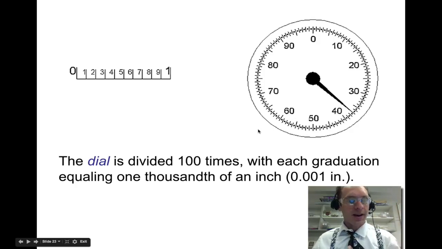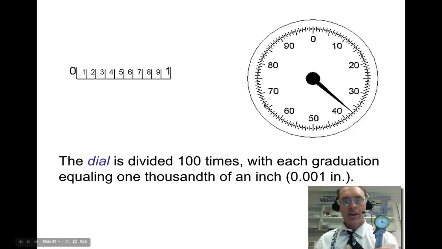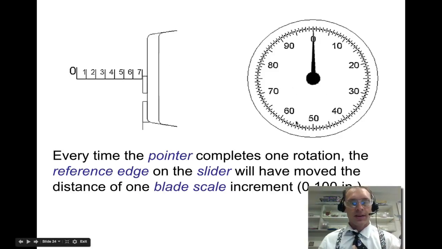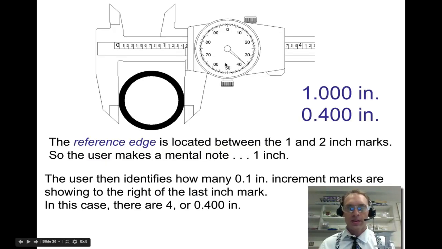The dial is divided 100 times in this case. Now, in our dial, though, it's actually in hundredths of an inch, not thousandths of an inch. So this is a lot more precise dial. We're going to move through the slide so I can show you how to use this one, and then I'll show you how to use ours. In this case, they've opened it up, so it's past 1, so we know that our distance is 1. And the reference edge goes just past the 0.4, so it's 1.4. And then we start looking at the dial to see after that.